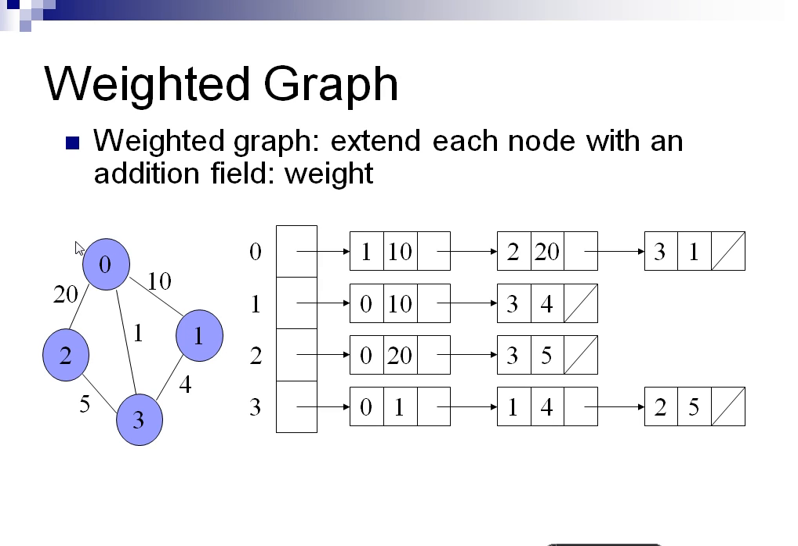Now from 0 to next node is 2, having weight 20. So we wrote it like this. So simply we are just representing. In case it is a weighted graph, you'll have to extend the node with an additional field, that is weight. I hope you got the concept.